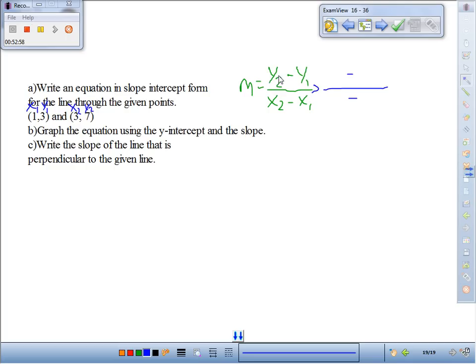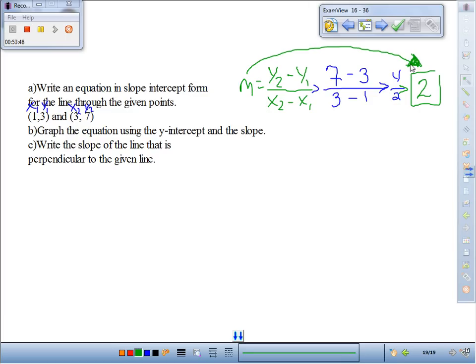What is y sub 2? 7. What is y sub 1? 3. What is x sub 2? 3. What is x sub 1? 1. What is 7 minus 3? 4. 3 minus 1, 2. So my slope is 2. Are we there so far? Our slope is 2.